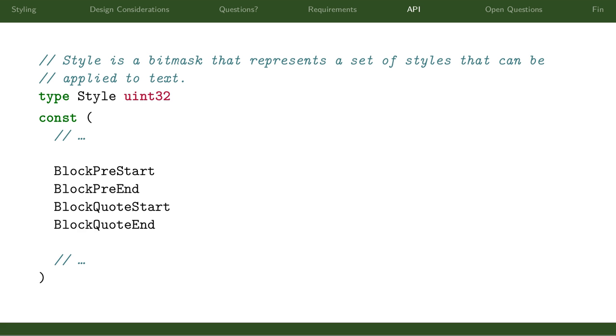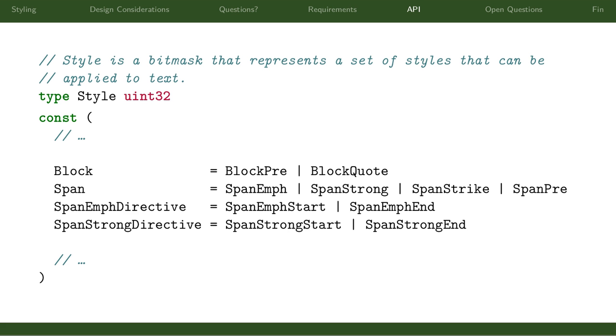Here we can see there are some block quote start and end styles. Same for the spans. So we have our span pre-start, span pre-end, so that we can tell where things are starting and ending. There's also a handful of special constants that are no longer part of the bit mask, that are just predefined combinations of the other constants. So things like block that includes the pre and quote blocks. That way we can easily check, is this token in a block? Is it in a span?